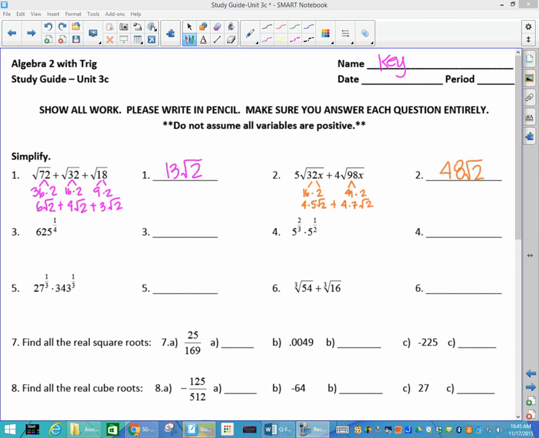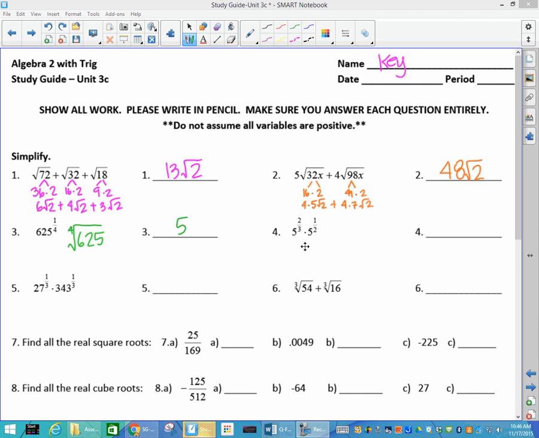All right. 625 to the 1/4, okay? I have asked you to show work for every problem. Yes, you can put it in your calculator just like that, but you need to also show me that it can be written as the fourth root of 625. So that would be the minimal work that you would write on that, and the fourth root of 625 is 5. If you do not know how to use your calculator, you need to be sure to come see me, okay?